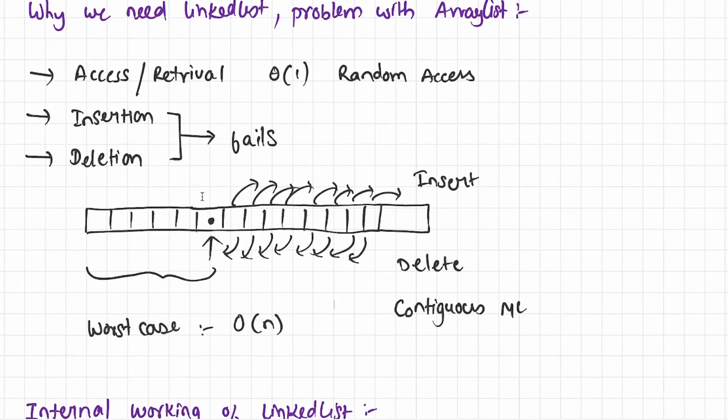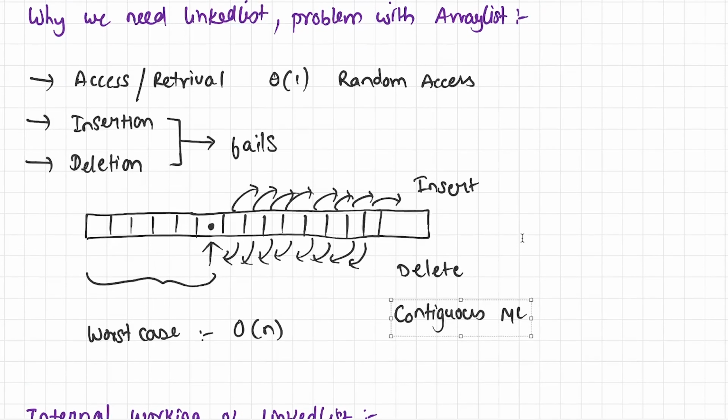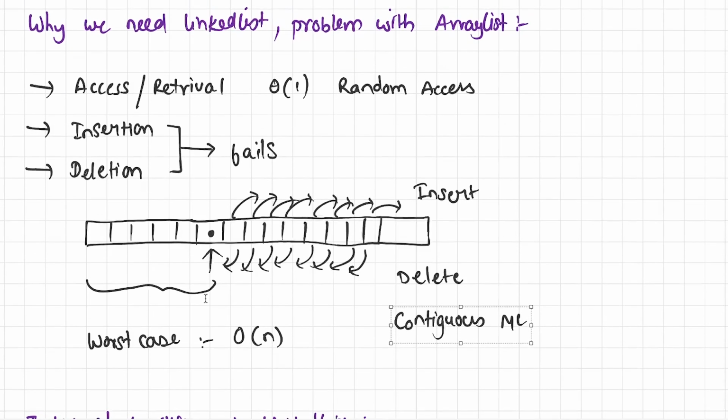Similarly, let's say we want to remove this element from the middle of the array list. So what happens? We remove this item from the middle. Now this item becomes empty. To completely eliminate this empty item, we have to shift all the elements beyond this element to the left by one position. So again, this is going to cause a lot of shifting. And why is it happening? Because all the elements in array list are stored in contiguous memory location. So in worst case, array list takes big O of n time for insert and delete operations.